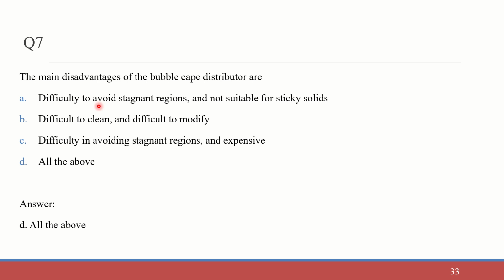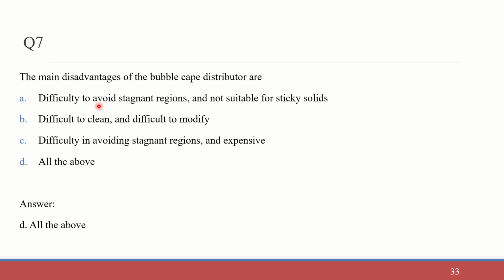Yes, because bubble cap distributors are difficult to clean, and difficult to avoid stagnant regions as well. And it is not suitable for sticky solids. Imagine solids getting stuck in some regions, it would affect the complete hydrodynamics inside the bed. It is not easy to use such solids in bubble cap distributors. So it is a disadvantage, and again it is difficult to clean and modify.